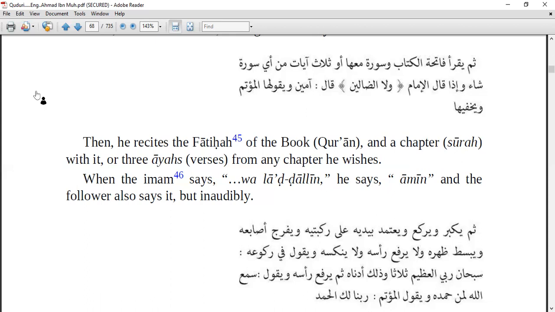وإذا قال الإمام ولا الضالين قال آمين. The Imam is also going to say Ameen. The person behind him is also going to say Ameen. ويقولها المؤتم ويخفيها. And the person behind the Imam is also going to say Ameen, but they're going to say it inaudibly.